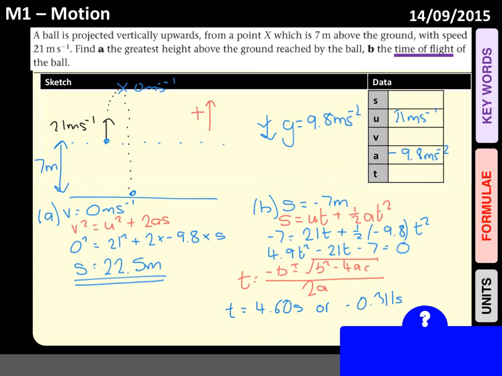So we know we can definitely ignore that one, so we can put a nice line through it, but it's good to show that you have considered that root, and therefore our total time, the time of flight of the ball, is 4.60 seconds.